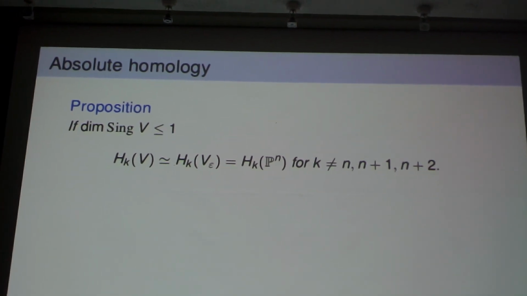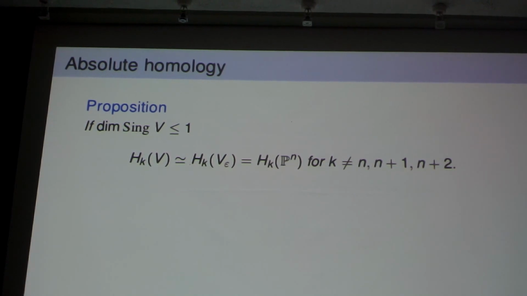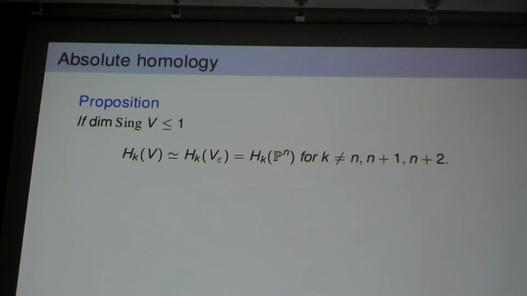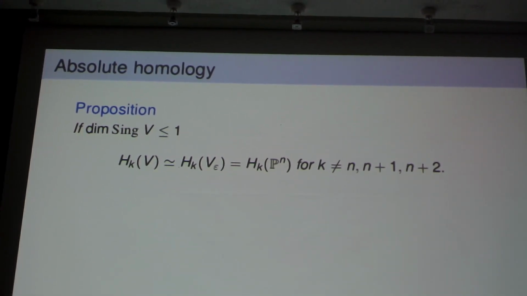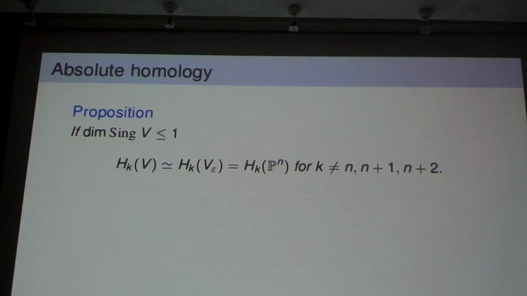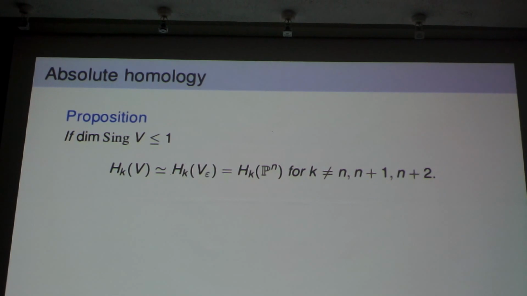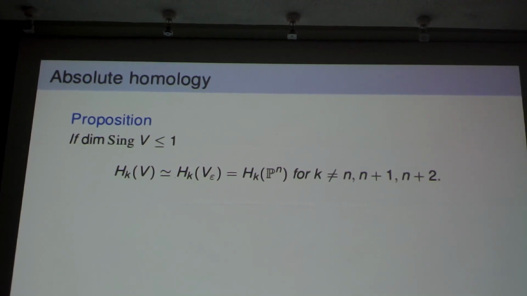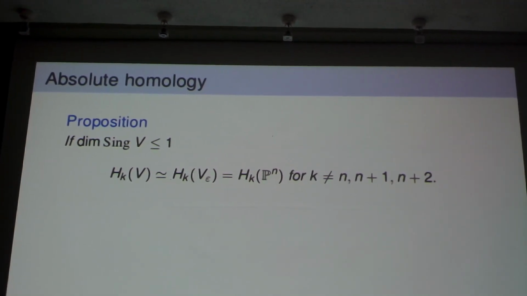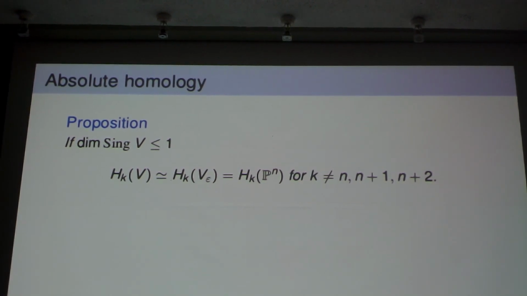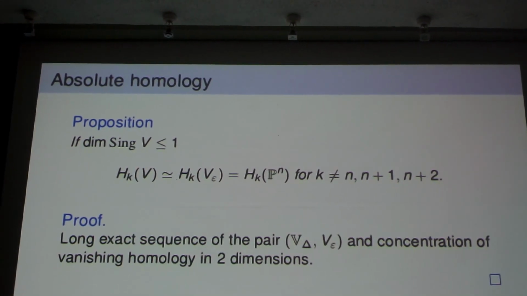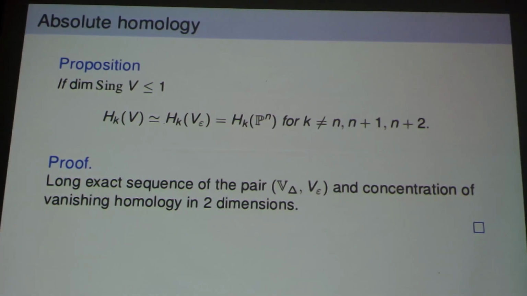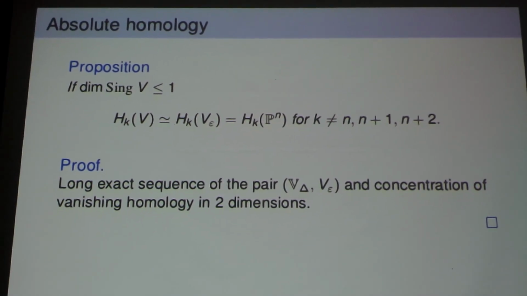As the last step, I want to make a step from vanishing to absolute homology. And the first statement we have is that the homology of phi and the homology of P^n are identical outside the range of three numbers: n, n plus 1, n plus 2. Of course, you can make a kind of conjecture for s-dimensional singular sets, but I'm not making that. You just take the long exact sequence of the pair, and you say the vanishing homology is concentrated only in two dimensions. And then you get this.